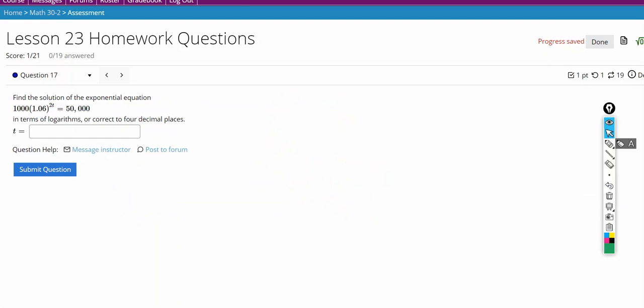Okay, last one here. So on this one, again, we'll just write it out. So we've got 1,000 times 1.06 to the power of 2t is equal to 50,000.